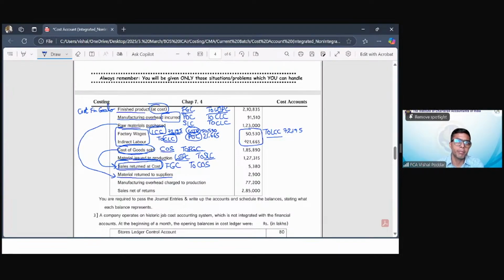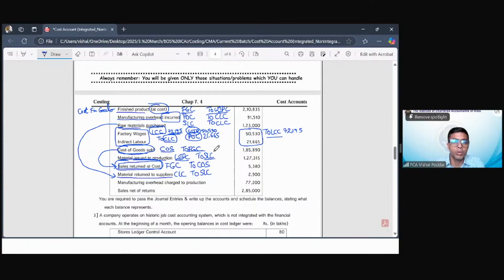So whatever material I purchase, I'm returning it. So my entry would now be my supplier, who is CLC, debited to the material account, which is SLC, which is credited. Very good, Gurmeet. Good, Rohan.